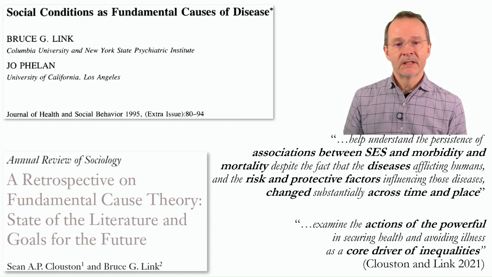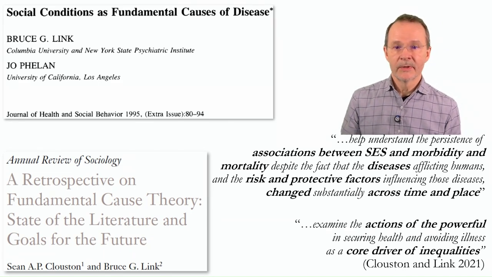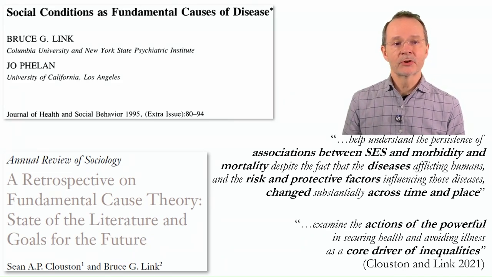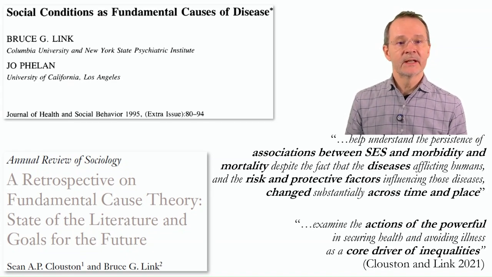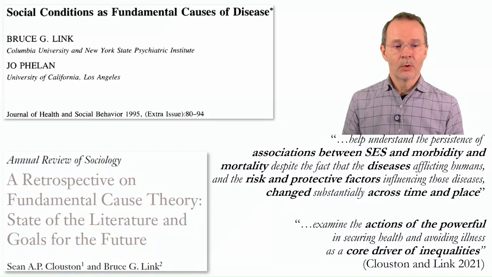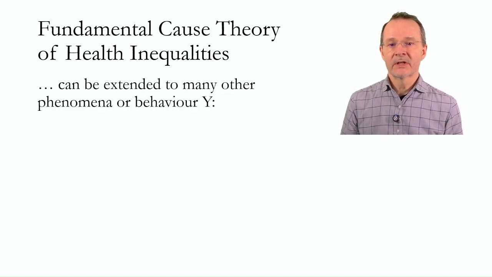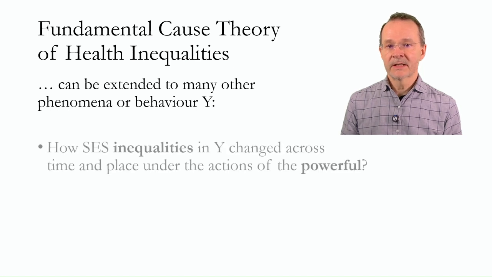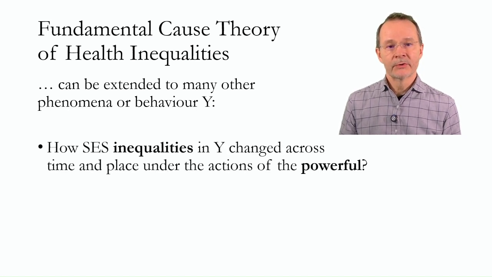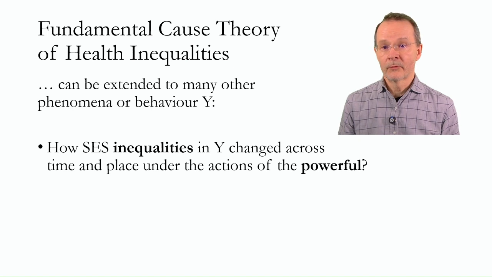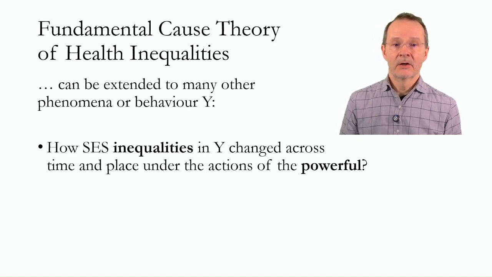A second objective of this theory is to examine the actions of the dominant class to ensure health and prevent disease, actions that are a key factor in inequalities. How have socio-economic inequalities in some phenomena or behavior Y evolved over time and space under the influence of the dominant classes? And how are resources used to exploit the advantages of new knowledge about the effect of risk or protective factors X on Y?